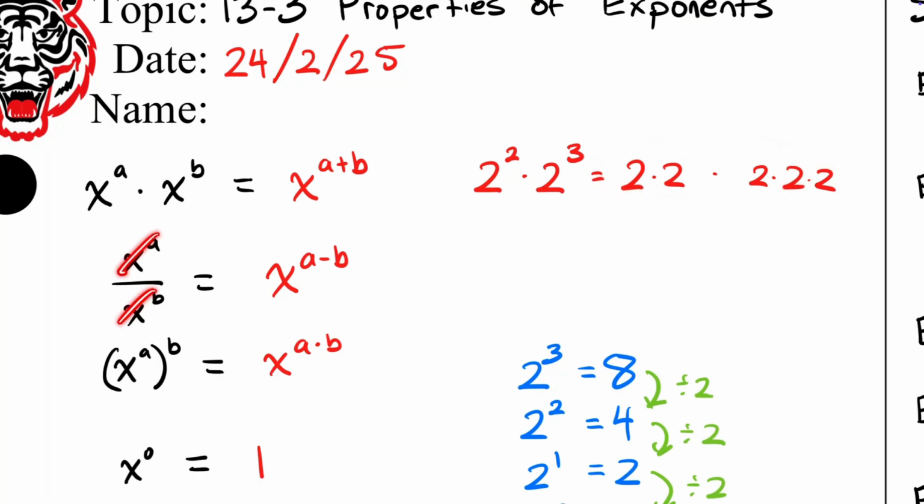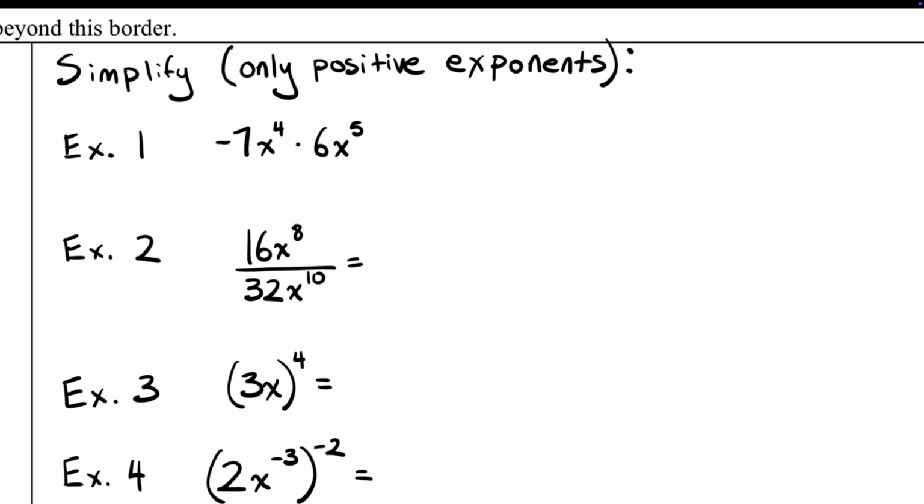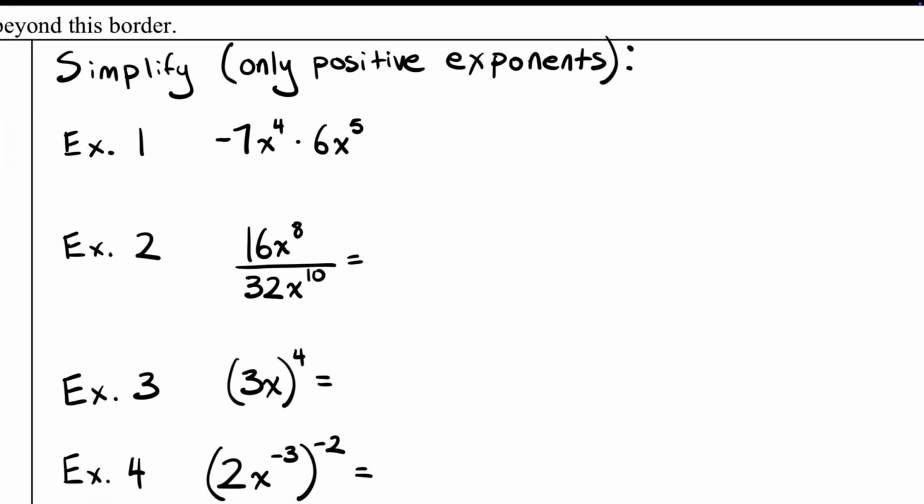Same thing over here. A power to a power is being multiplied. There's extra copies. I can explain these further if you guys are at all curious. Let's jump into some example problems.